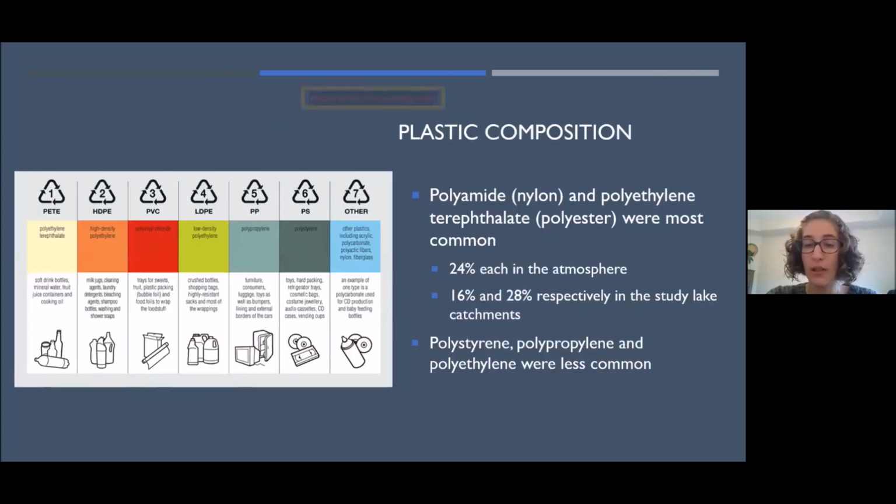Polyamide, also known as nylon, and polyethylene terephthalate, also known as polyester, were the two most common plastic types identified in this study. Of the microplastics that fell from the atmosphere, nylon and polyester comprised 24% each, and in samples collected from the lake catchments, 16% were nylon and 28% were polyester. These plastic types are commonly used in the textile industry, with nylon also being used in the production of car tires, as well as in fishing gear. Other plastics that were identified but were less common included polystyrene, polypropylene, and polyethylene.